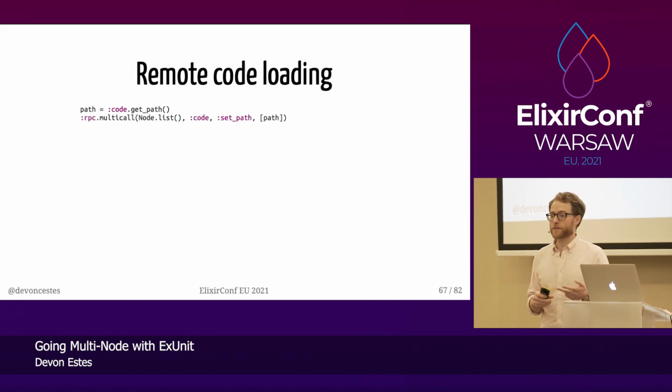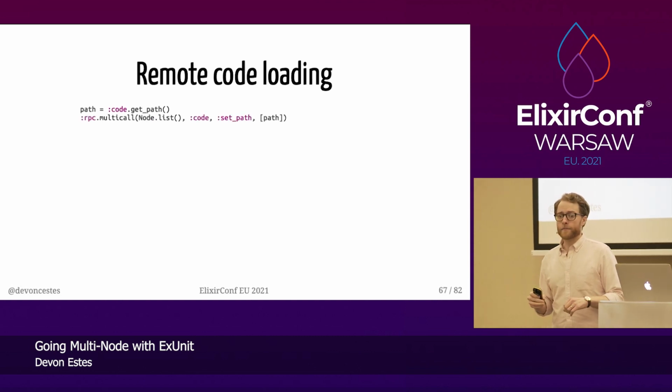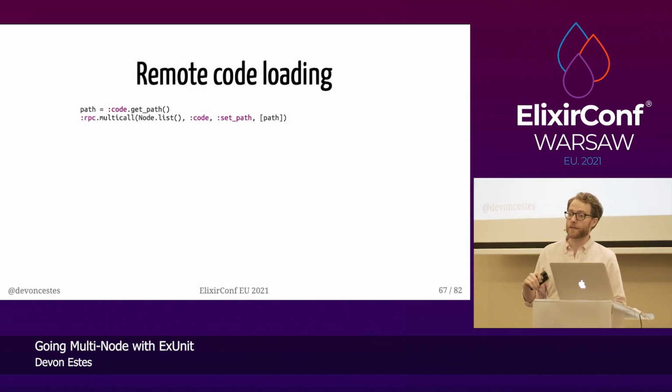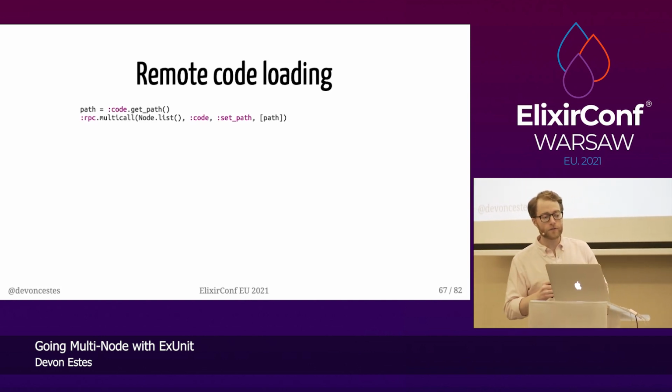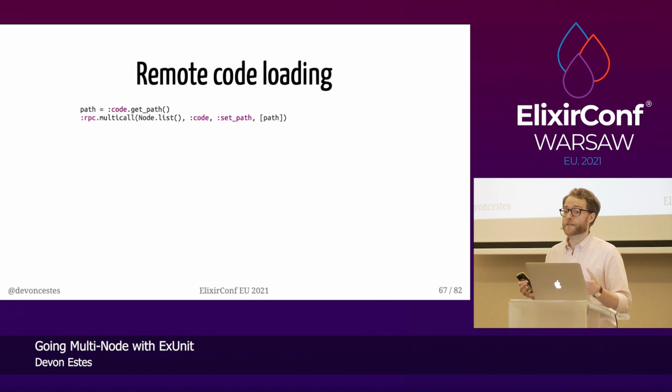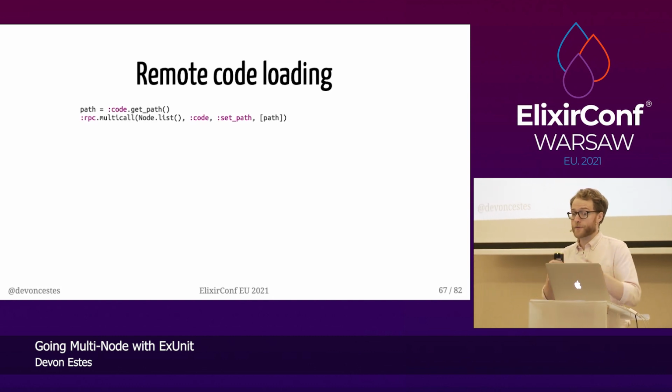There are 2 different modes, interactive and compiled. So most of the time we're in interactive mode. So you can set this at runtime. And usually what we would do if we wanted to do this is we would say on the local node, get me the current code path, because that's where all my beam files live. And that's what I need to put instructions into the code server.